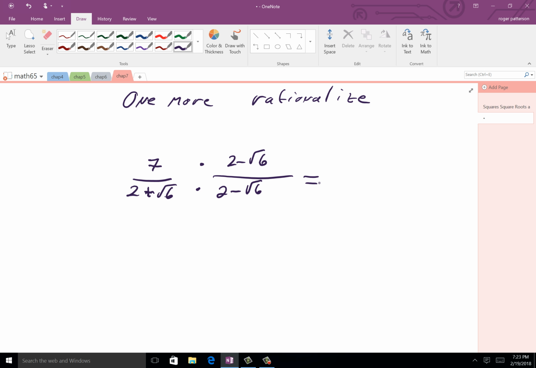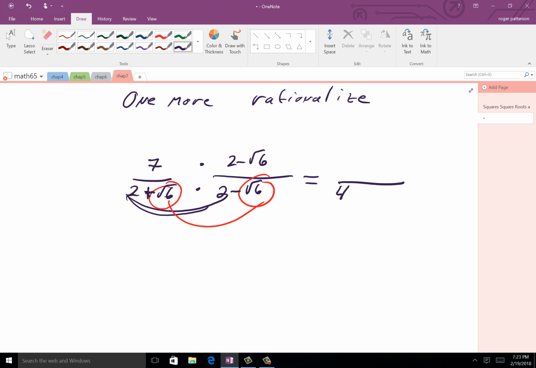Let's get back to this though. So just one more rationalization one here. This is your 2 plus square root of 6. That's your conjugate, 2 minus square root of 6. So let's work on the bottom. What are we going to get on the bottom here? They're conjugates, so 4, right? And then what's going to happen to the square root of 6's? They're going to cancel because it's a conjugate. So really all we need to worry about is these two here, and these two here.